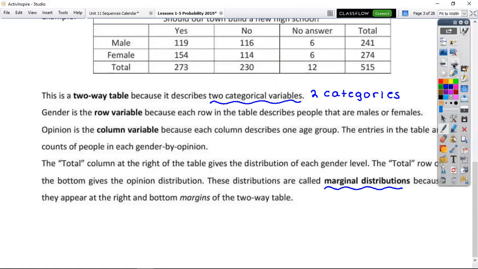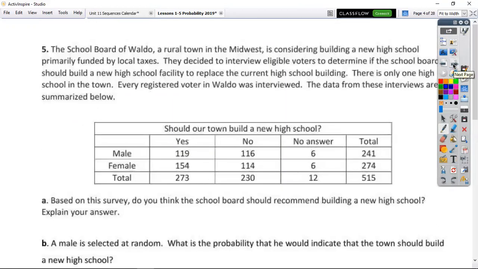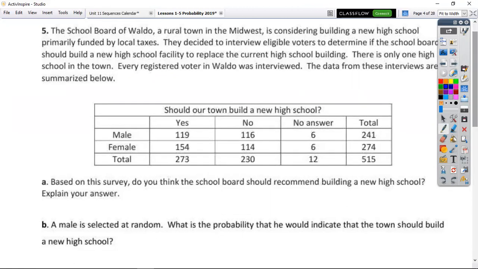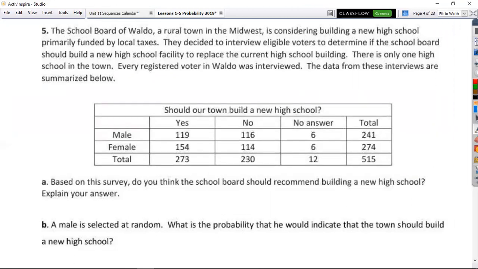All right, I think your questions carry to the back. So the school board of Waldo enrolled, funded by taxes. They decided to interview eligible voters to determine if the school should build a new high school facility to replace the current high school building. There's only one high school in every town, and every registered voter was interviewed. So that's good. You do want things like that included in your test. The data from the interviews is summarized below.